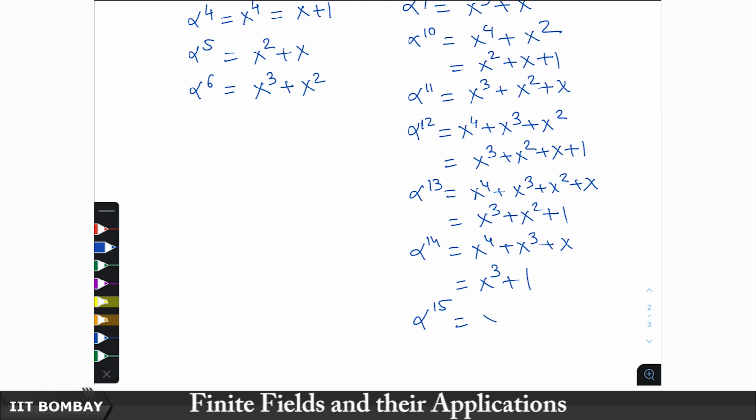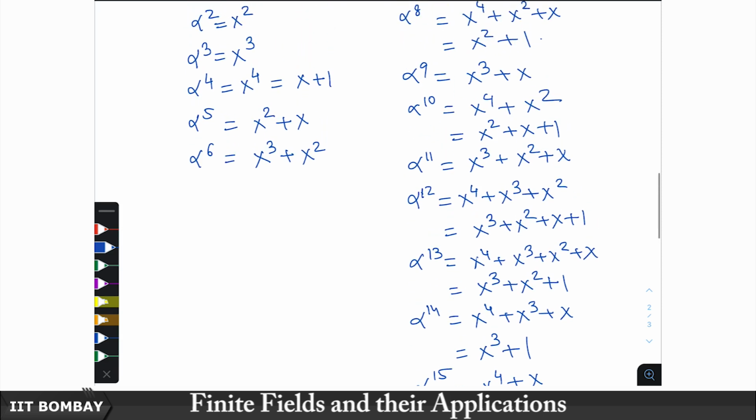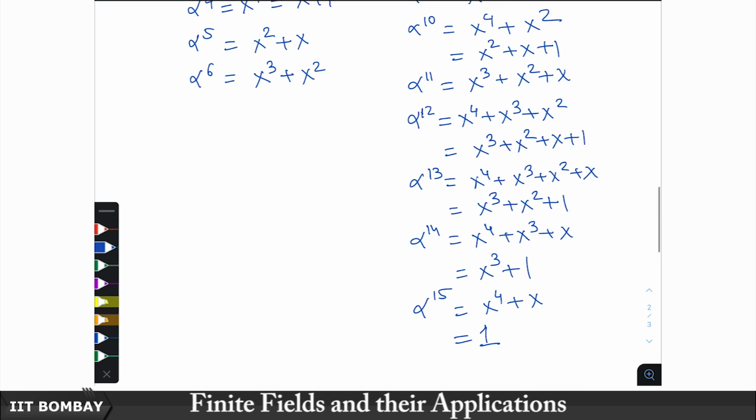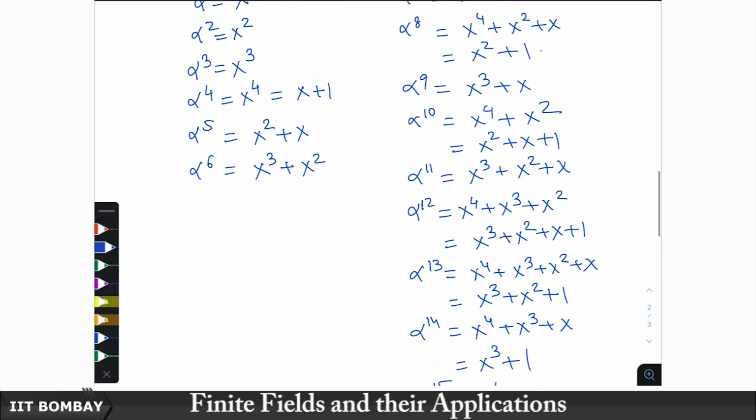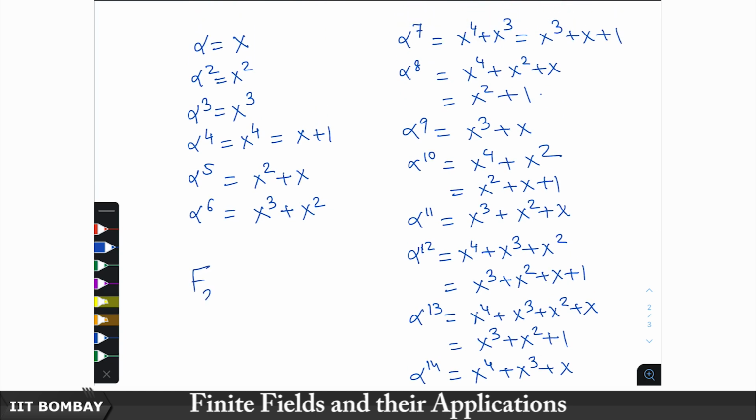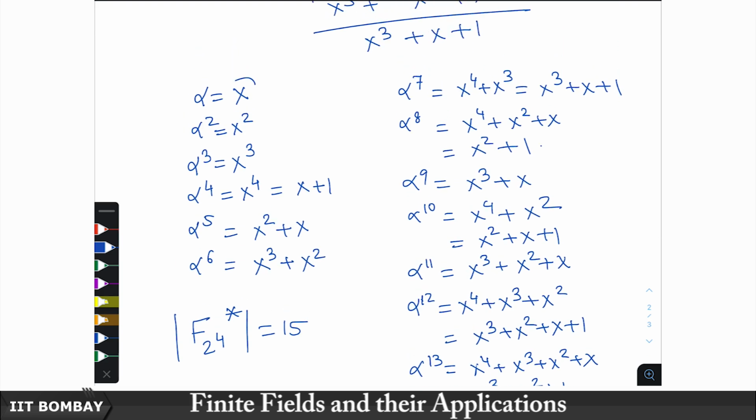And then alpha power 15, multiply by x, we get x 4 plus x. When divided by x 4 plus x plus 1, we get 1 as remainder. So, of course, it is quite expected that if you take any element, its 15th power will be 1, because the size of the multiplicative group F 2 to power 4 star, that if you remove the 0 element, it has 15 elements. The order of the group is 15.